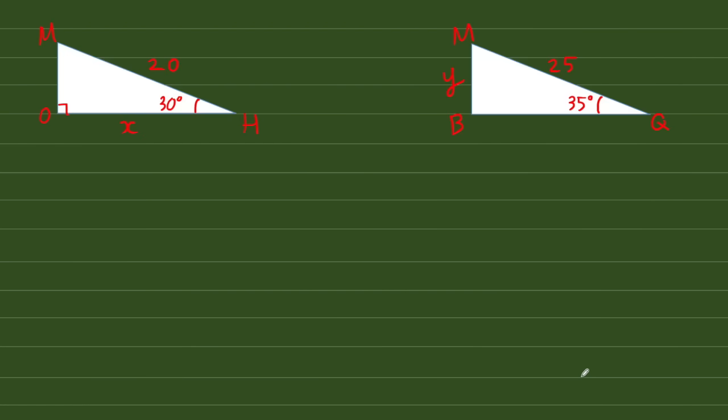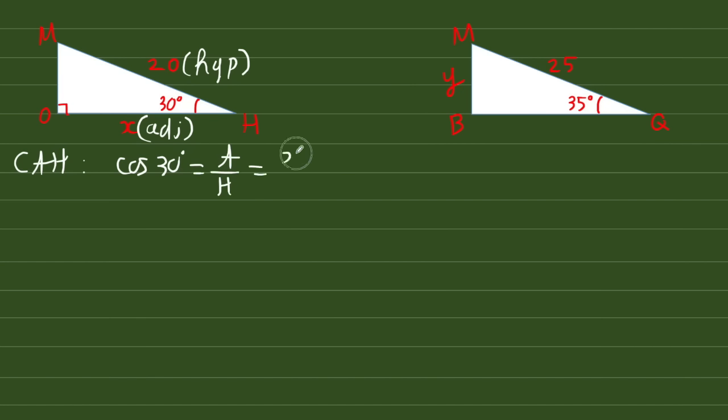Okay, so we have this question. For this question, you have 30, 20, and x. So x here is the adjacent, and this one is the hypotenuse. AH means cos, so I will use cosine. Cosine 30 will be equal to adjacent divided by hypotenuse, which is x divided by 20. And cos 30 divided by 1 equals x divided by 20.